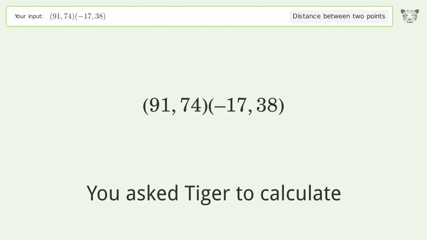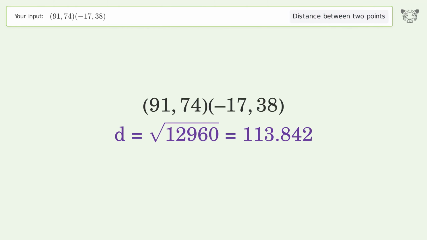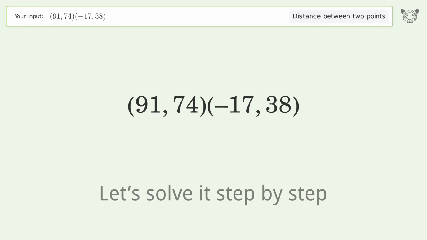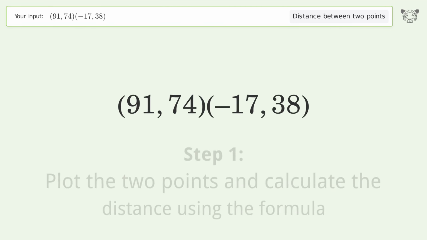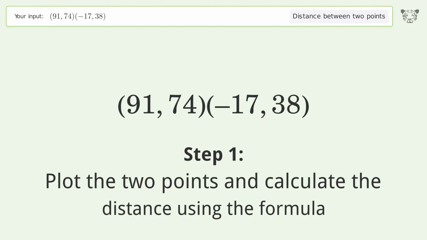You ask Tiger to calculate. This deals with the distance between 2 points. The distance between the 2 points is the square root of 12,960, or 113.842. Let's solve it step by step. Plot the 2 points and calculate the distance using the formula.